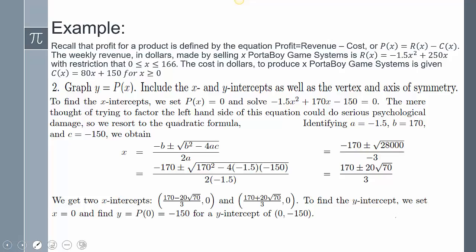So those are going to be my x values, and so now writing them as points, I have 170 minus 20 root 70 over 3, and then 170 plus 20 root 70 over 3. And then my y values are 0 because I'm writing them as points. Now to find the y-intercept, I plug in 0 for x. Now if I do that, this goes to 0, this goes to 0, and I'm only left with negative 150. So creating a point with that, I get the point 0, negative 150 as my answer.